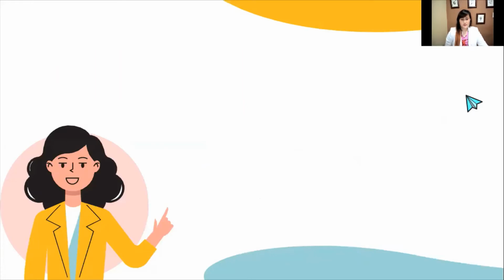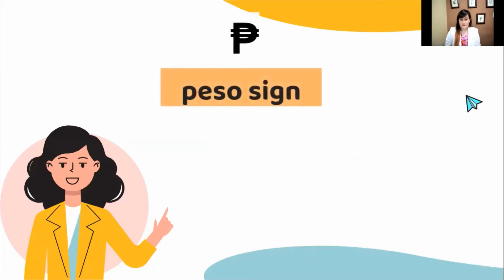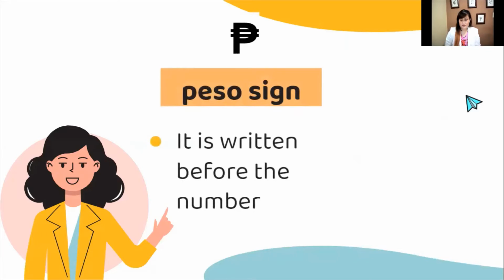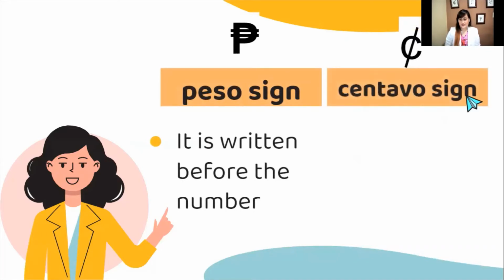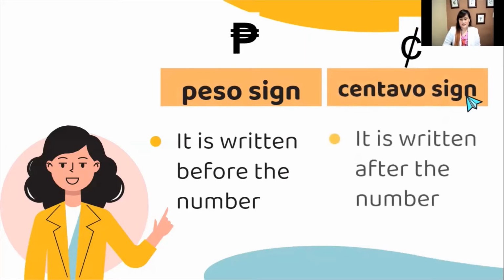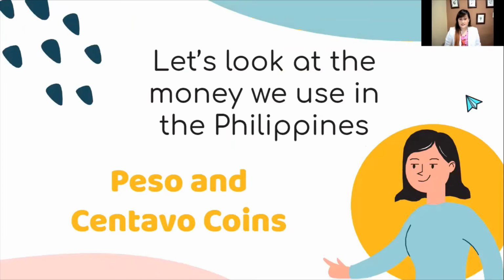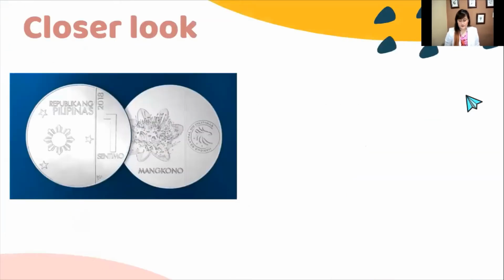We use two different symbols to identify the amount of money that we have. We use this symbol, the peso sign, and it is written before the number, and we use this symbol, which is the centavo sign, and it is written after the number. Let's look at the money we use in the Philippines. So let's start with the ones with smaller amount, which are the centavos.